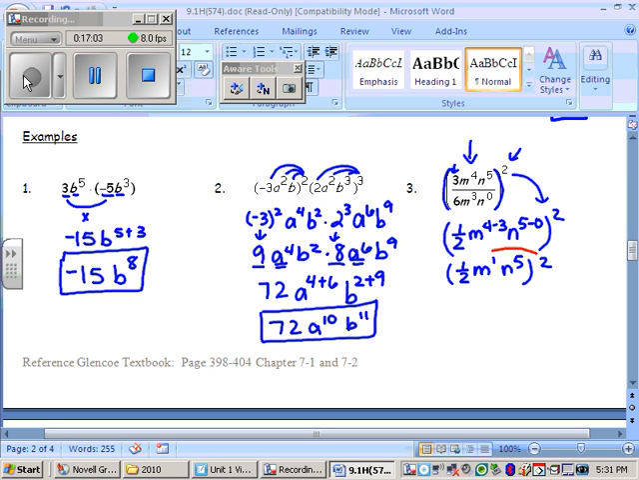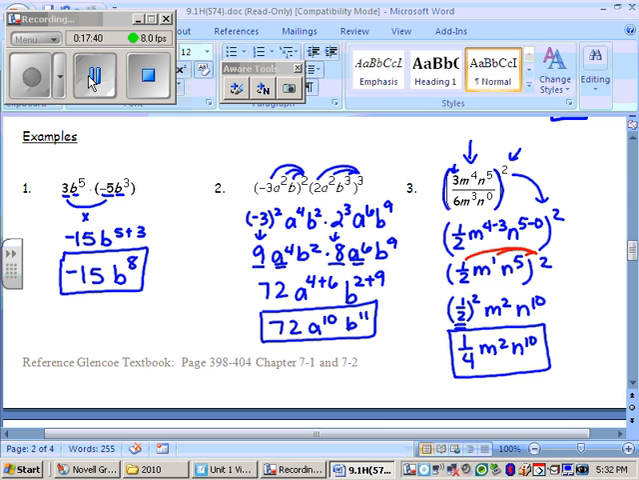Now I'm ready to distribute the 2 to every base inside the parenthesis. So that would give me 1/2 squared m squared n to the 10th. And because I have a base that is a number, I need to go ahead and calculate 1/2 squared, which simply means 1/2 times 1/2, which would be 1/4. And then I can just drop down m squared n to the 10th. And that completes the lesson on the properties of exponents.